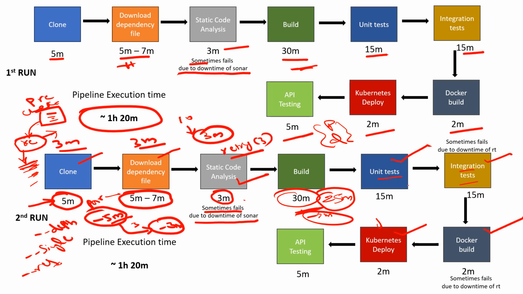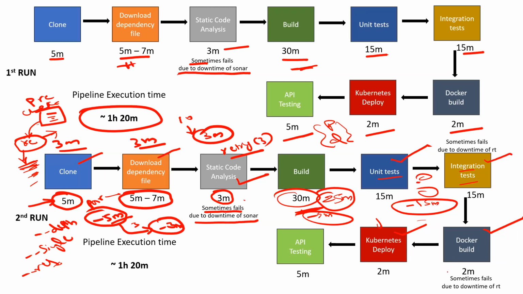So after the build, I can run the unit test cases and integration test cases in parallel rather than executing them sequentially. When I execute them in parallel, I can save another 15 minutes. So here I can reduce 15 more minutes by executing in parallel. This is one strategy I'm going to use.